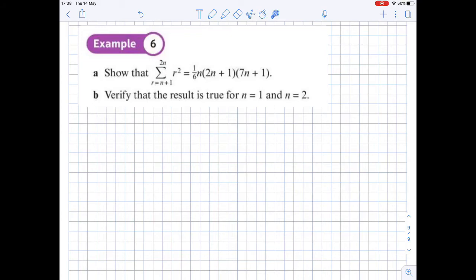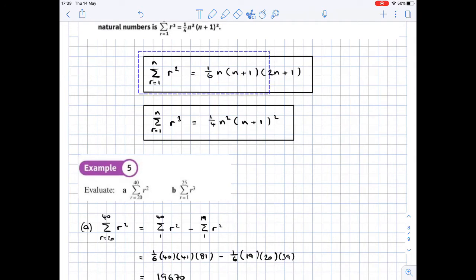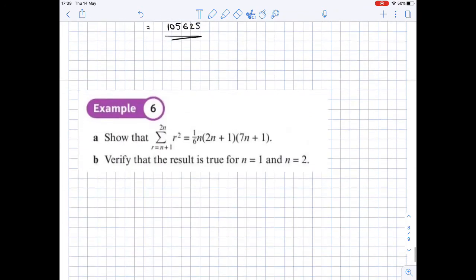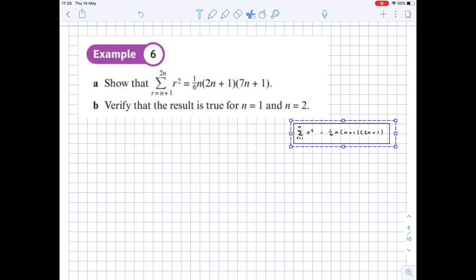Example 6. Here we have the sum of the r squared, going from r equals n plus 1 to 2n. So the first thing I'm going to do is bring down the formula for the r squared, so we can refer to it. Well, to go from n plus 1 to 2n for r squared, we need to first of all sum from the first term to 2n of r squared, and from that we're going to subtract from the first term to the nth term of r squared.